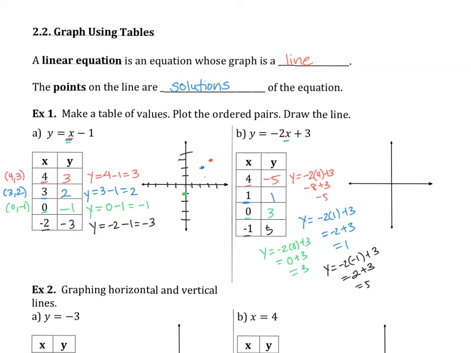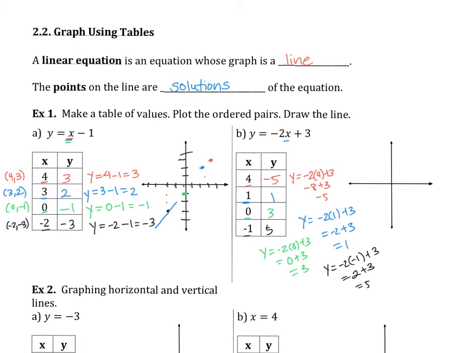And then for my last ordered pair, I have negative 2, negative 3. So from the origin, I go left 2, down 3. 1, 2, 3. Okay, now if I happen to have graph paper, this is going to be a perfect line. I'm going to do my best at sketching my line.